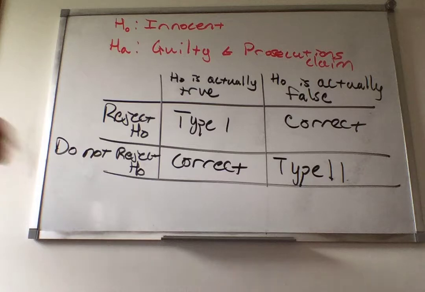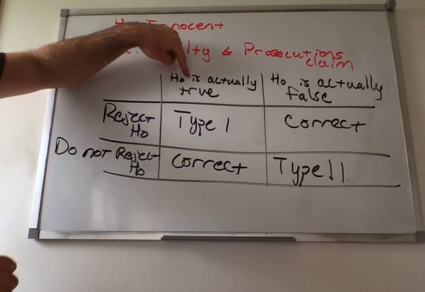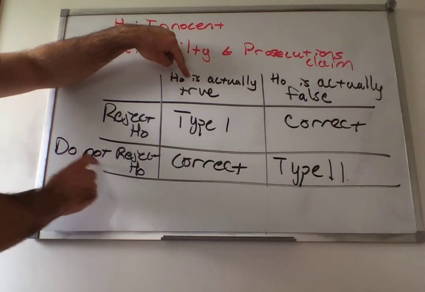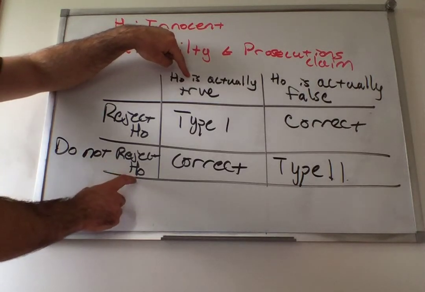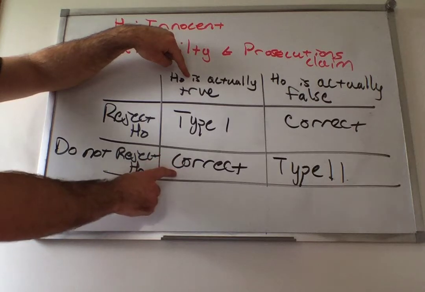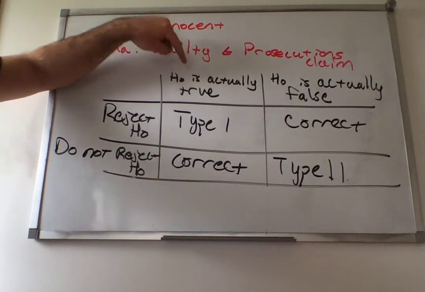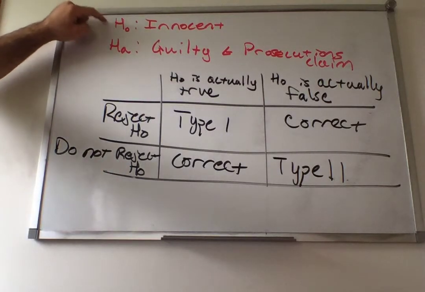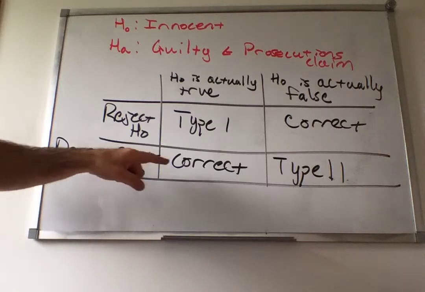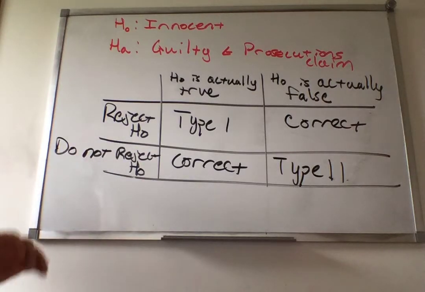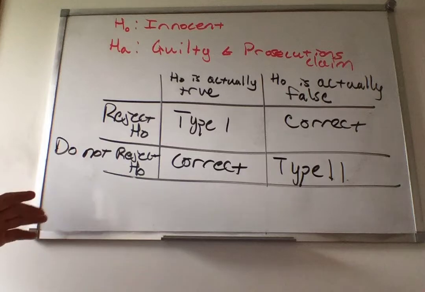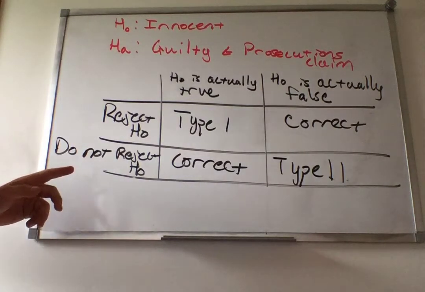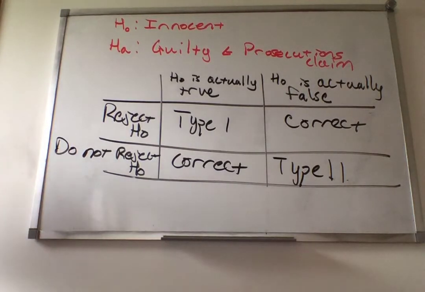Okay? Now, if you're actually innocent, you did not commit this crime, and they don't reject the null hypothesis, they made the correct decision. Okay? You did not actually commit this crime. They're not rejecting the fact that you're innocent until proven guilty. They made the correct decision. Okay? Now, here's a better way to look at the do not reject as opposed to accepting.